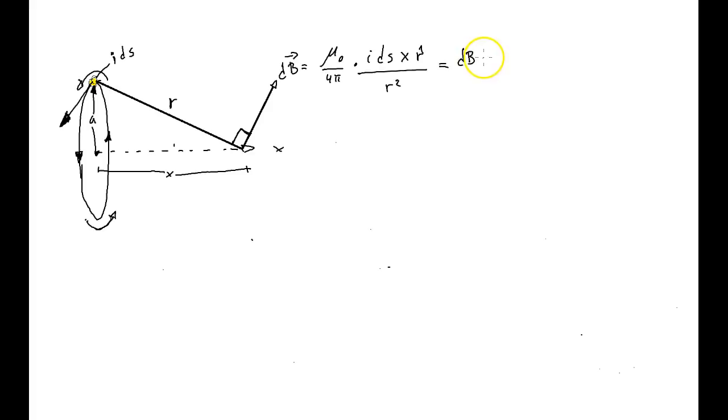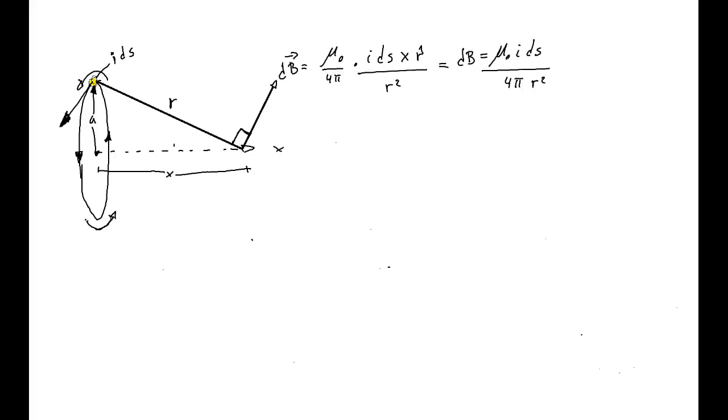And it's going to be equal to mu sub 0 I ds over 4 pi r squared. Good? Okay. Now r squared is what? r squared would be equal to a squared plus x squared. You agree with that?